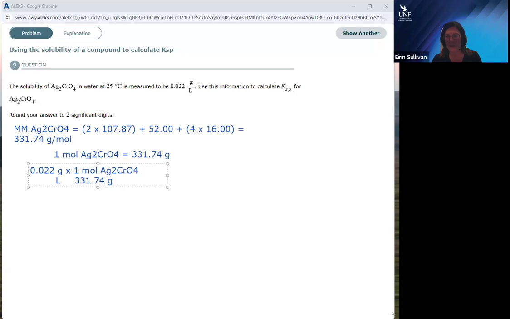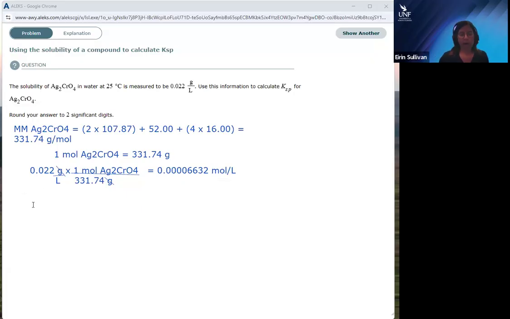Okay, so let me just make that look prettier a second. So we can see that grams is going to cancel, giving me molar solubility in moles per liter, and that shakes out to be 0.00006632 moles per liter. That will do for sig figs, because we're only going to need 2 sig figs at the end, based on the 0.022 of the solubility.